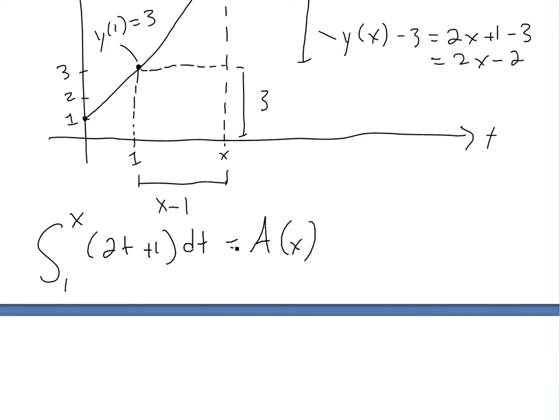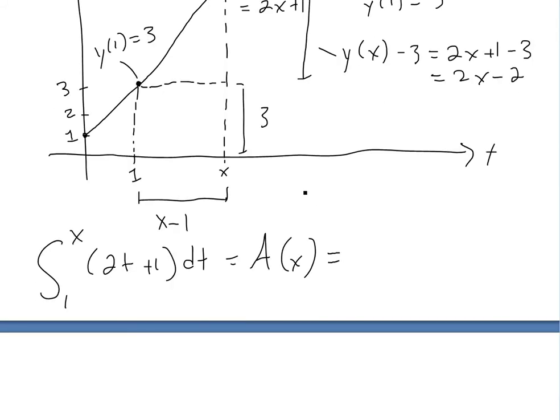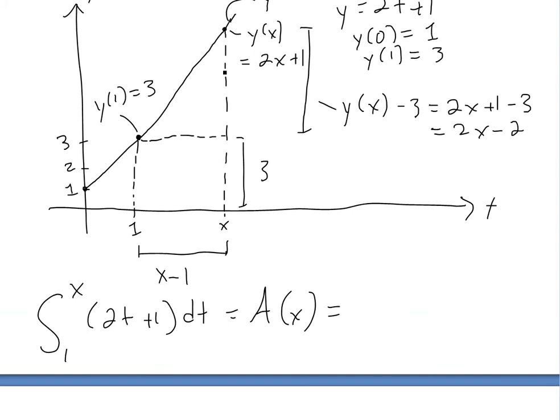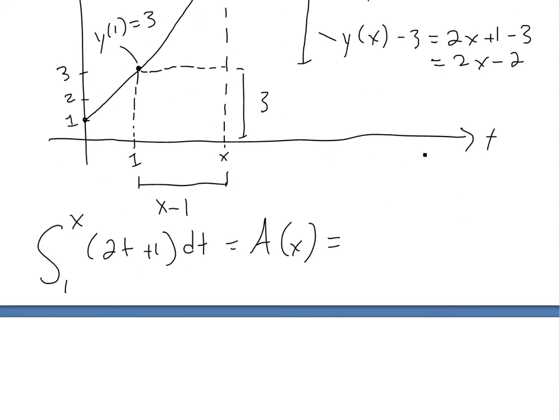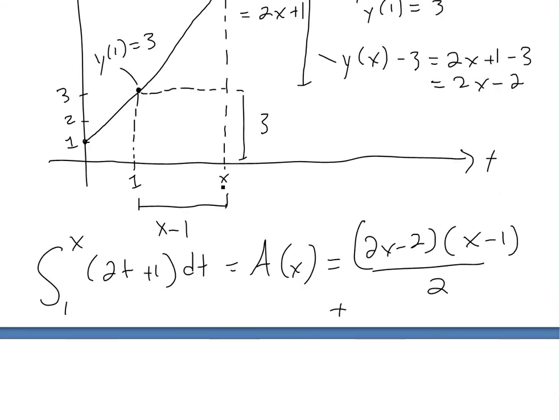So this integral is equal to this area under the curve as a function of x, and this would equal the area of this triangle, which is base times height divided by 2. You can see the proof of this in the video link below. So the height is 2x minus 2 multiplied by the base, which is x minus 1, and then divided by 2. And then we add the rectangle, which is going to be 3 times x minus 1.